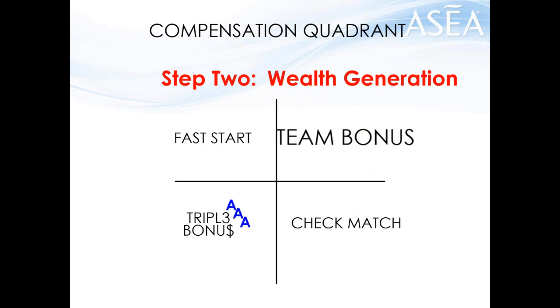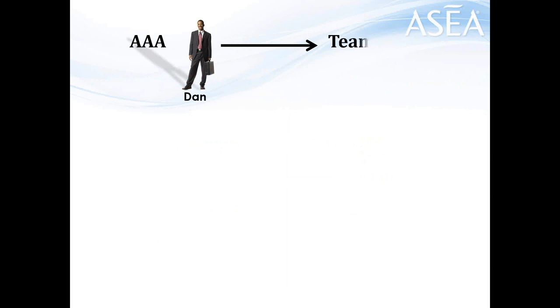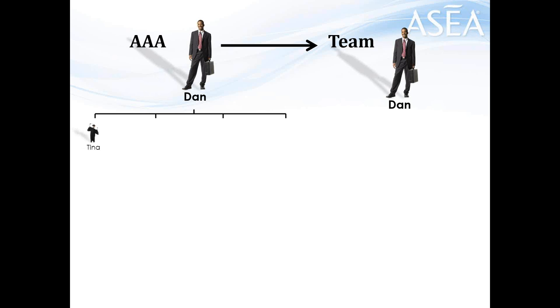Now, let's talk about team bonus. Okay, the team bonus structure. As you're enrolling people in your team structure, in this case, Dan enrolls Tina. Tina is also front level on Dan's team structure. Okay, when he enrolls Matt, Matt is also on Dan's front level on the team structure as well. Excuse me, I think I said AAA before, the team structure.